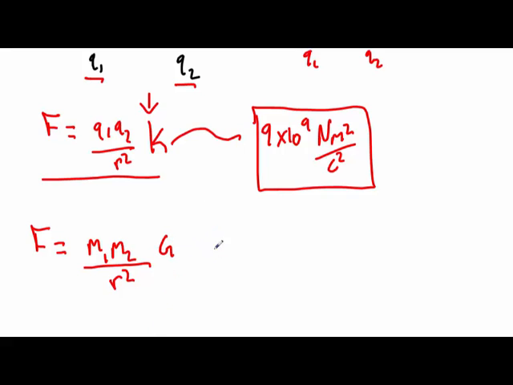Now k is 9 times 10 to the ninth newton meters squared per coulomb squared. G, if you remember, is 6.67 times 10 to the negative 11th newton meters squared per kilogram squared. Okay? You'll notice this is a very much smaller constant than k. So masses have to be huge in order for us to have a detectable gravitational field. Charges don't have to be so big for us to be able to detect them.